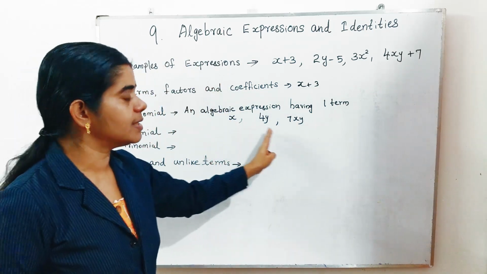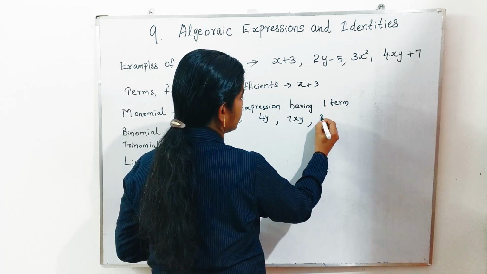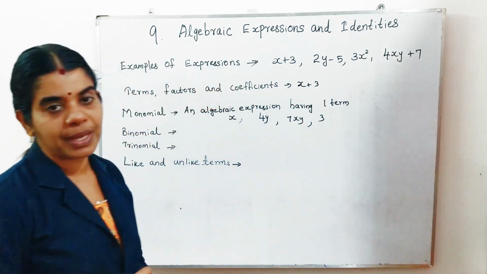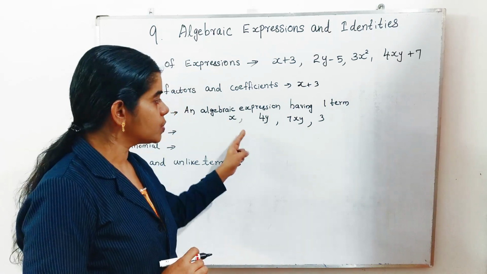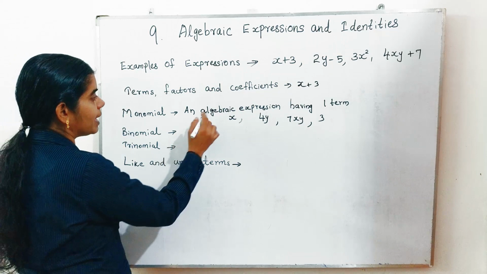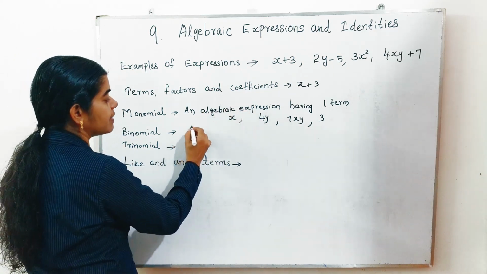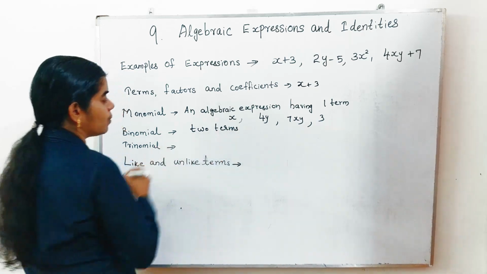So these all are examples of a monomial. Simply, if you are writing a number 3, that is also a monomial, because that will be the coefficient of x raised to 0. Binomial means an algebraic expression having two terms. That is known as a binomial.